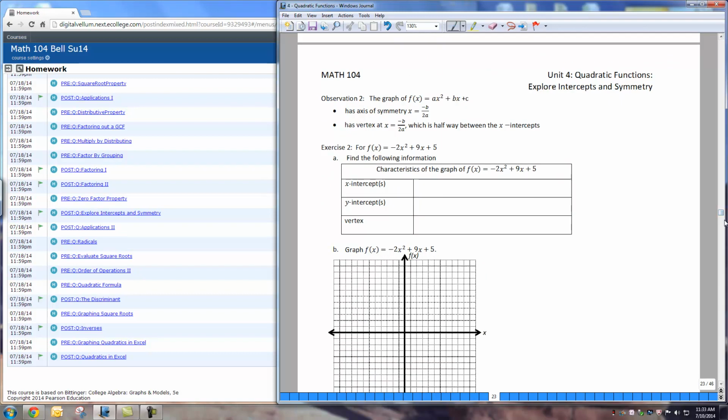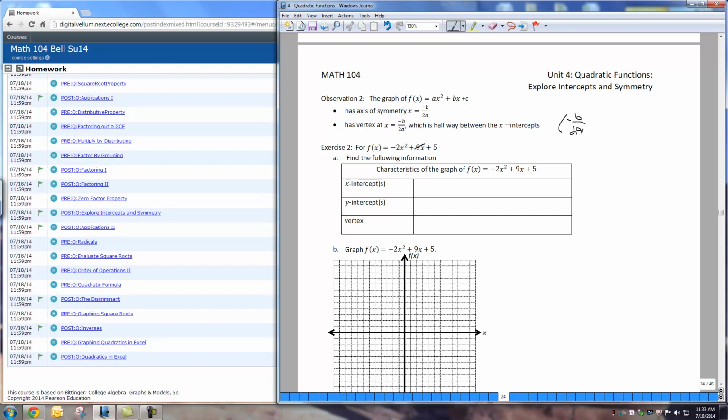Observation 2. So now this function involves all three terms. We've graphed functions that don't have this constant, so it has a 0 factor, right? 0, 0 is a point on that graph, but now we have an equation that has all three terms. The axis of symmetry is always going to have this formula. So therefore, the vertex for x is always going to be negative b over 2a. That's always going to be the point for the vertex. That's always going to be the x value. And of course, the b and a comes directly from this function.